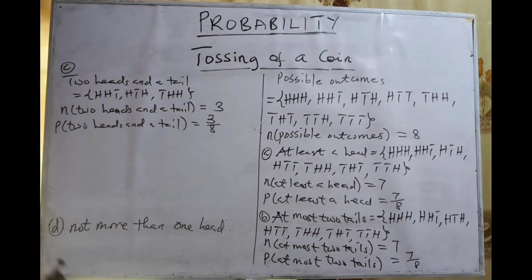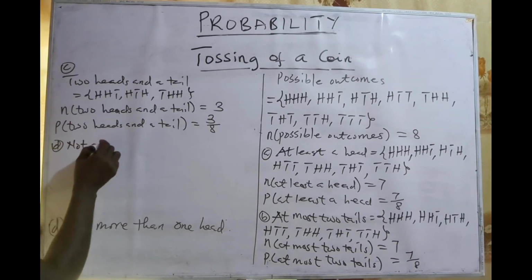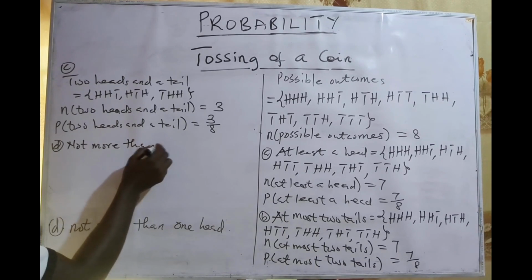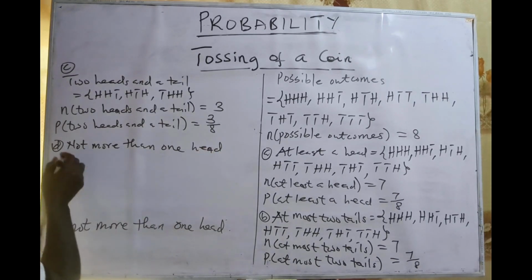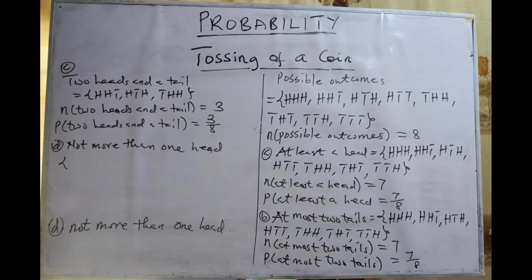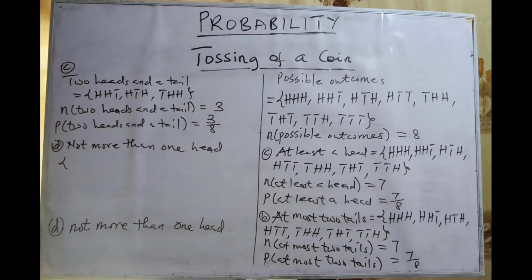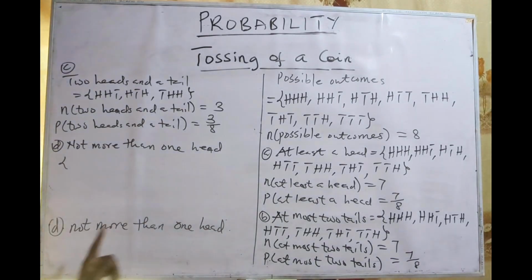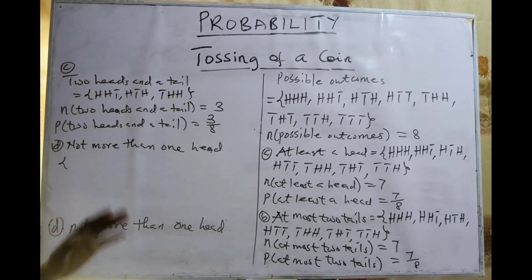B. Not more than 1 head. It shouldn't be more than 1 head. So either it is 1 head or below. So that here is also the same as at most 1 head. Not more than. So either there is 1 head or no head at all.